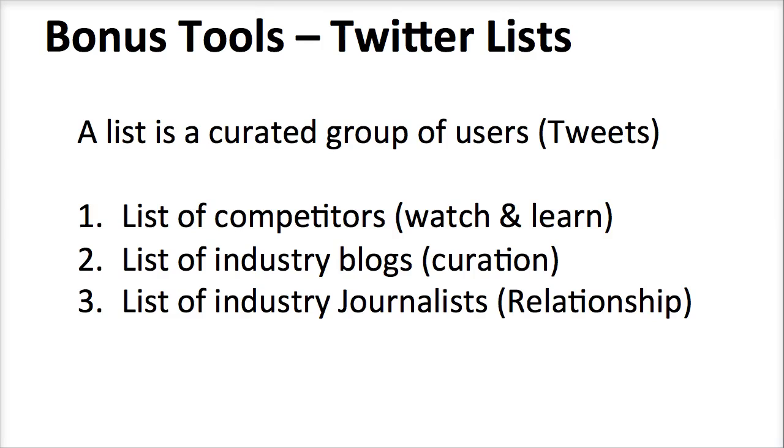Why? Because you can watch and learn from them and see what's working for them and what's not working for them. Another example is you can create a Twitter list of your favorite industry blogs. This can be one of your content curation strategy. You can find all of the recent and relevant industry articles in one place. And then my favorite one is number 3. You can create Twitter lists of industry journalists, and you can use this to build relationships with these journalists.